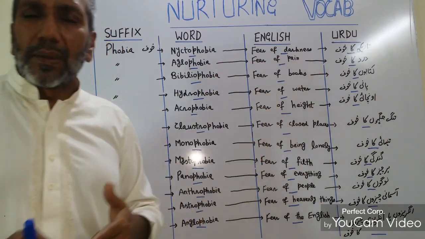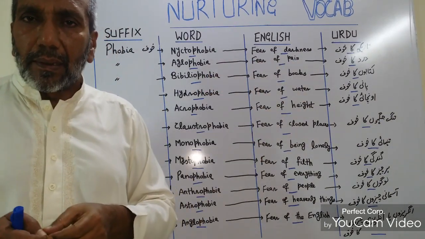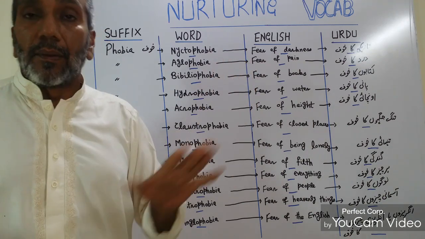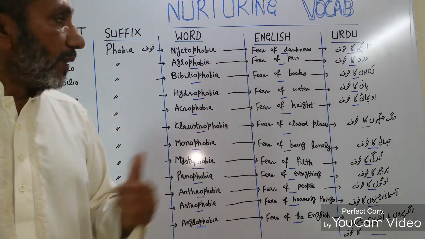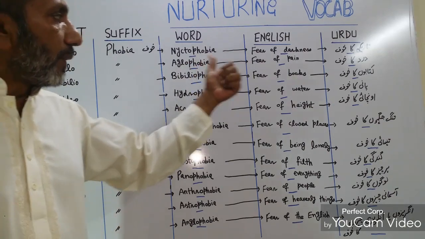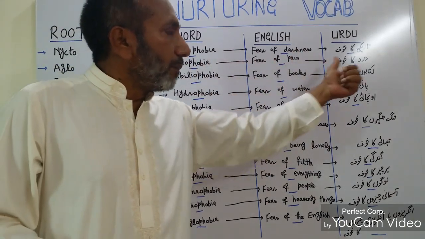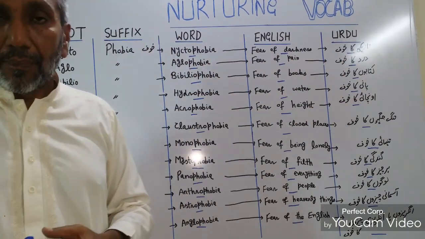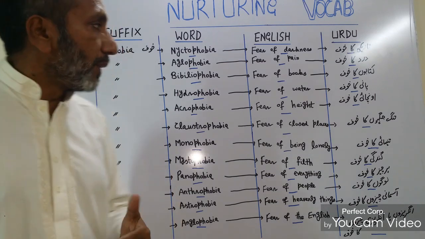Some people are very much afraid of injections or something like that. So they have a sort of fear, as kids do, you would have seen. So aglophobia stands for fear of pain. And in simple Urdu, it means dard ka khauf. I think there is nothing difficult in it.